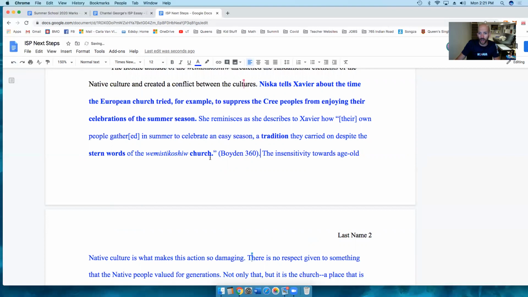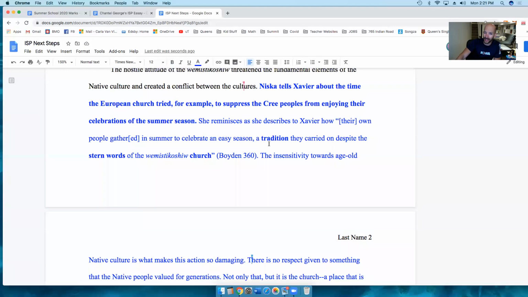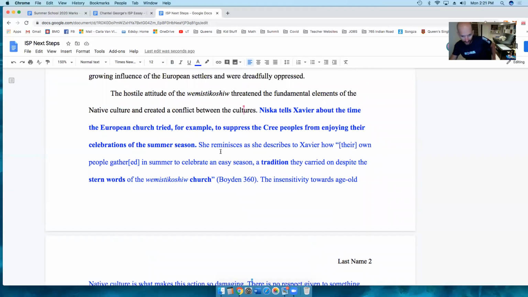I'm noticing a lot of people are also not having the space here. You need a space. It's like a new word, so you need a space. So make sure you've done that. I would pause now, folks, and I would go through, make sure you've done the citation stuff, the MLA stuff correctly.